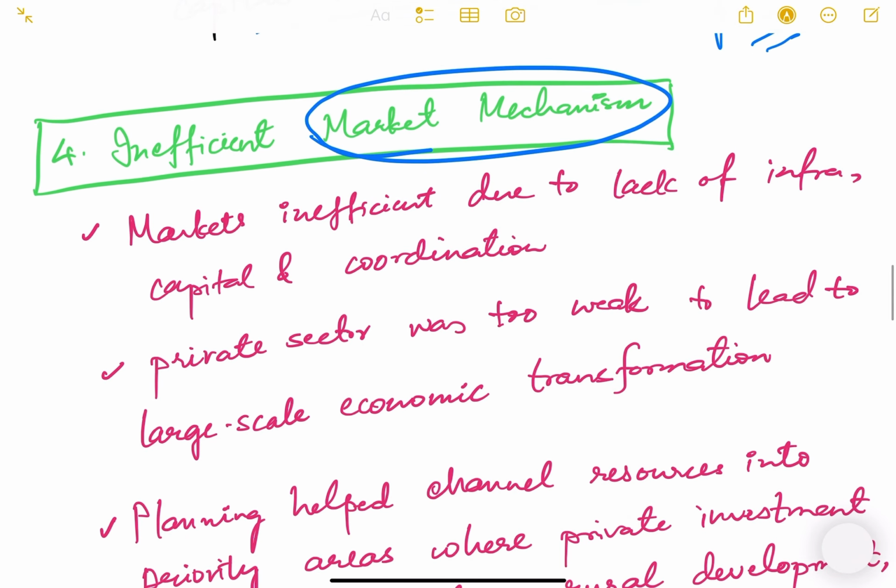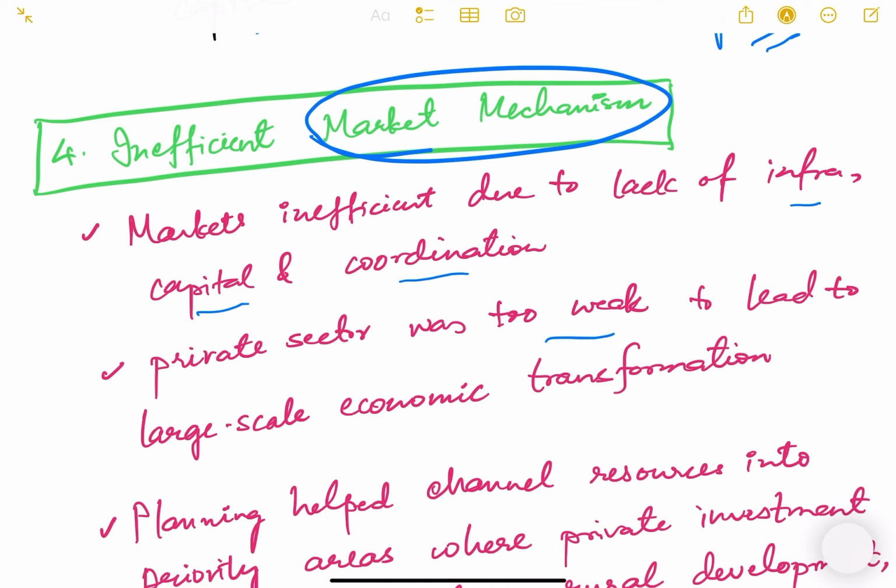Inefficient market mechanism. As I am repeatedly telling you, the private sector was not developed. Markets were inefficient due to lack of infrastructure, capital and coordination. See, the private sector also needs initial support from the government, such as basic infrastructure like ports, airports, railways, roads, road networks, electricity, etc., because it cannot be provided by the private sector. These are basically public goods. So markets were inefficient due to lack of these basic facilities.